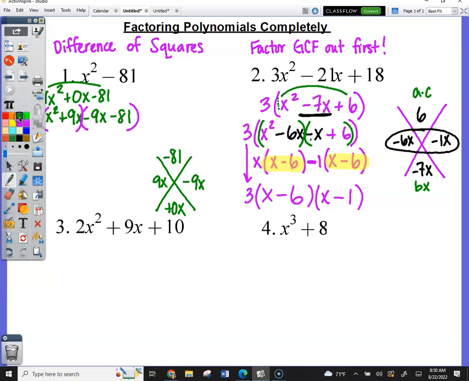What's the GCF here? What's left? What's the GCF here? What's left? What's the new GCF? What's left? There you go. Okay, that's the long way.